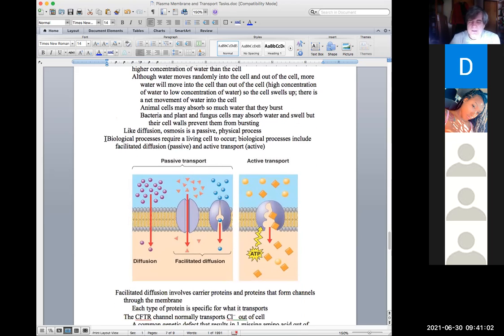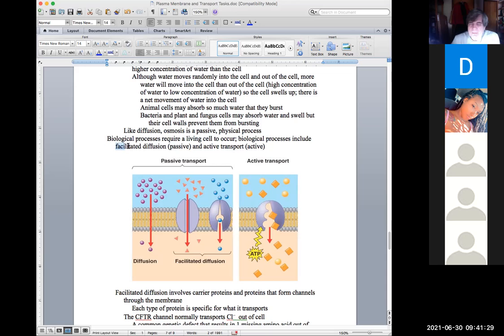Now, the other processes that we're going to talk about are biological processes. And we know that biology refers to living. Biological processes need a living cell. So diffusion, osmosis, no. The other processes we're going to talk about, yes.